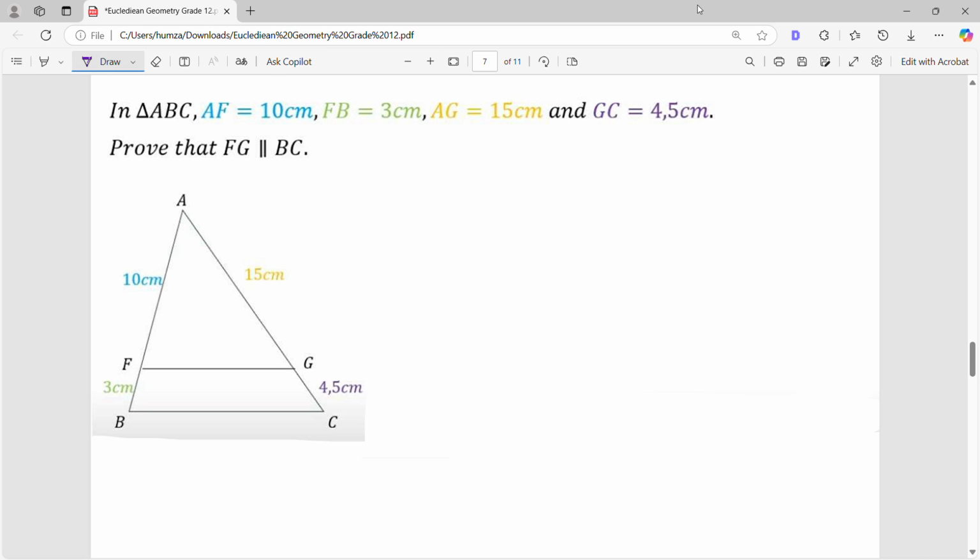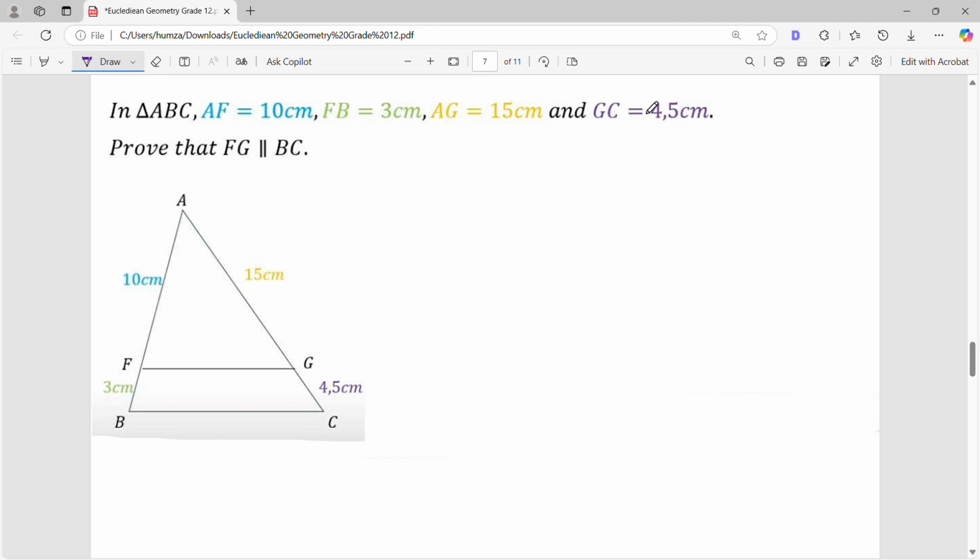Okay, now this is part B. The part B question number 1 is: in triangle ABC, AF is equal to 10 centimeters, FB is equal to 3 centimeters, AG is equal to 15 centimeters and GC is equal to 4,5 centimeters. Now we have to prove that FG is parallel to BC.